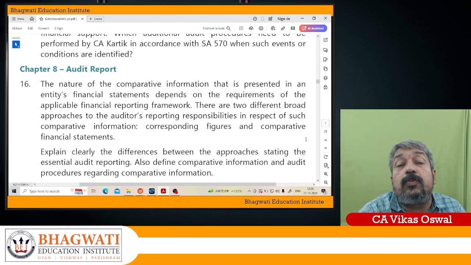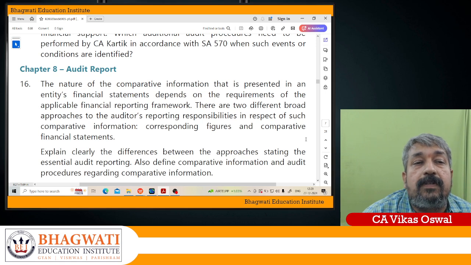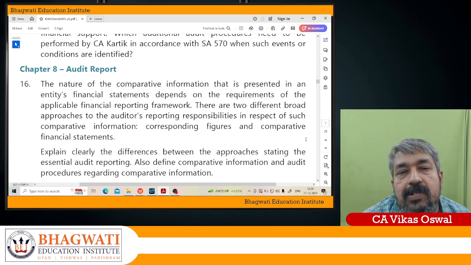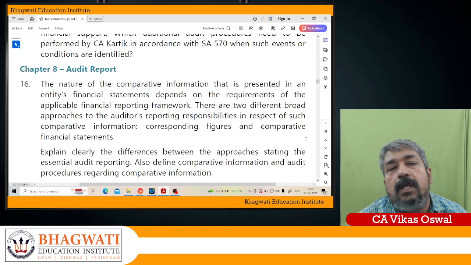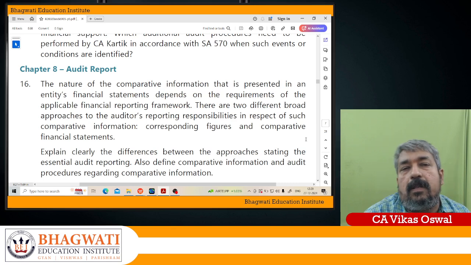So what does the auditor have to evaluate, my dear soldiers? First of all, whether the comparative information agrees with the amounts and other disclosures which are presented in the prior period.